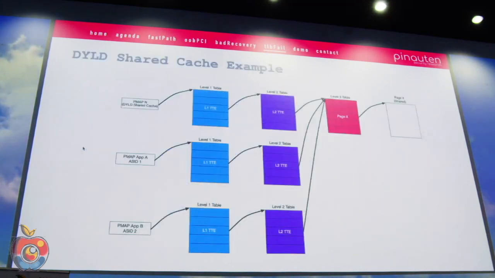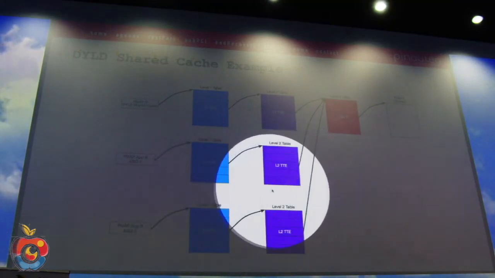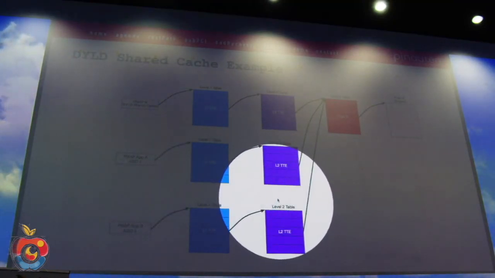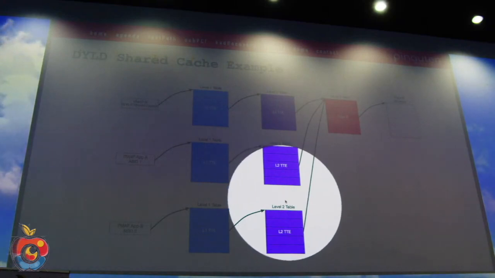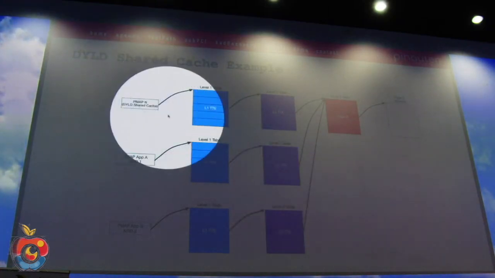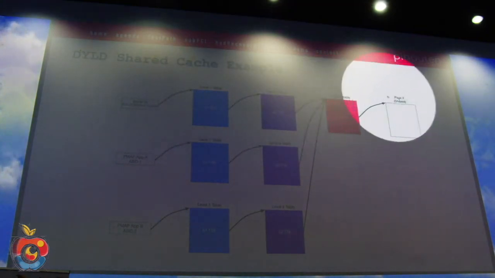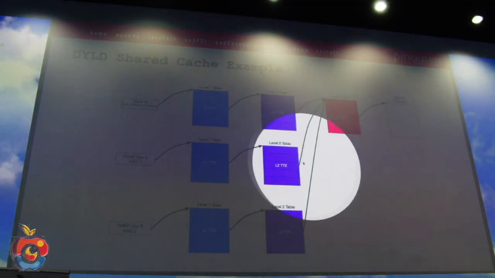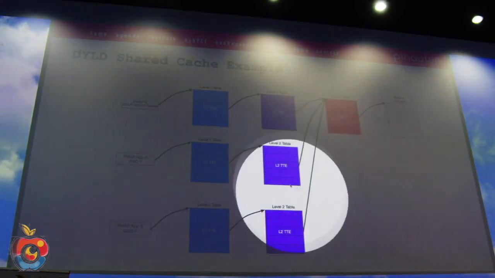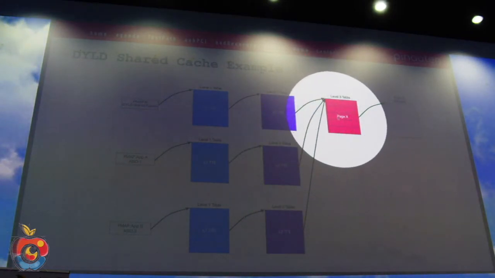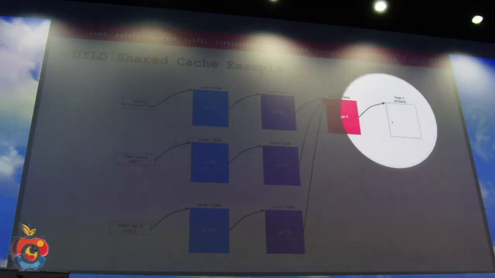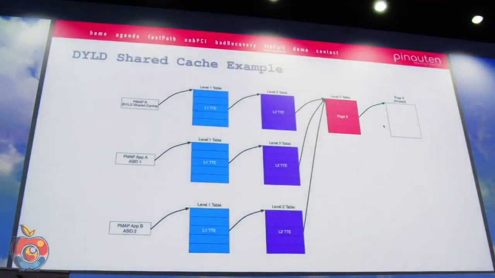What that means is, if we have an example like this, we have two applications, A and B, and both applications have a level 1 table and a level 2 table, but they both map the DYLD shared cache. The DYLD shared cache itself also has its own level 1 table and level 2 table, and then it has a level 3 table, which actually points to the pages in the DYLD shared cache. Instead of applications A and B having their own level 3 table, they just share the same level 3 table, which then points to the page, which saves a lot of memory.